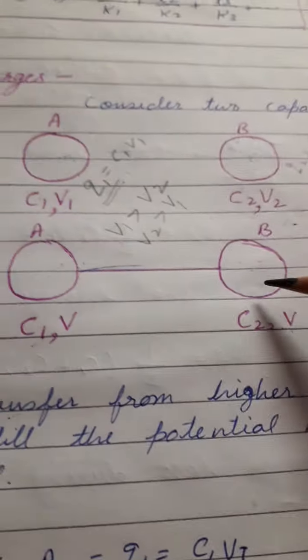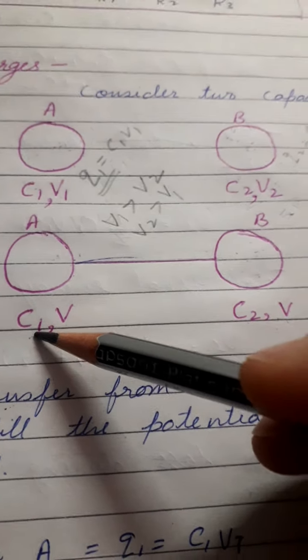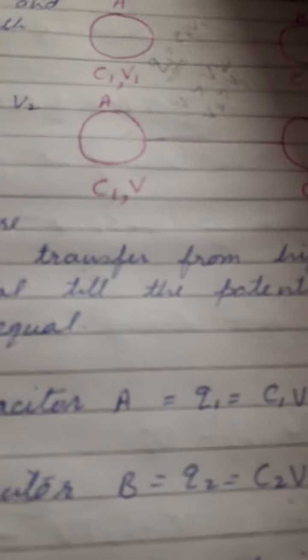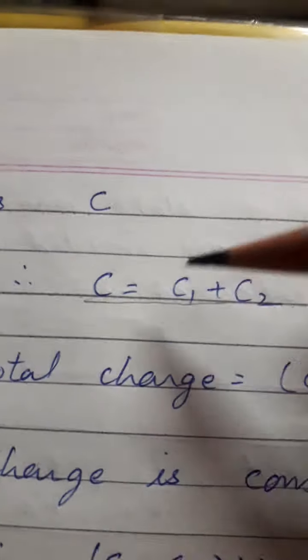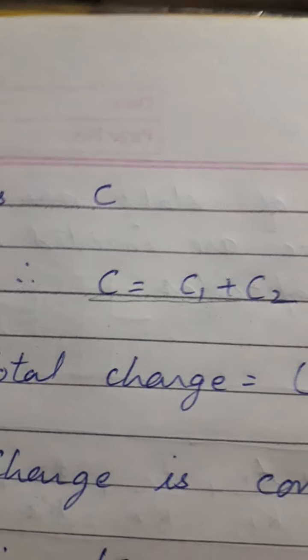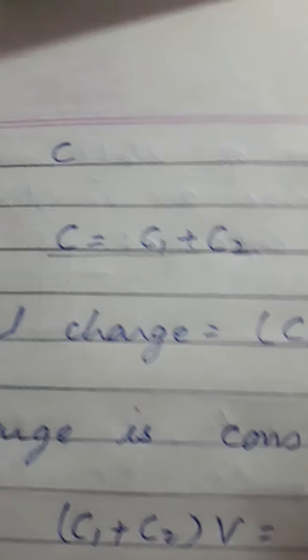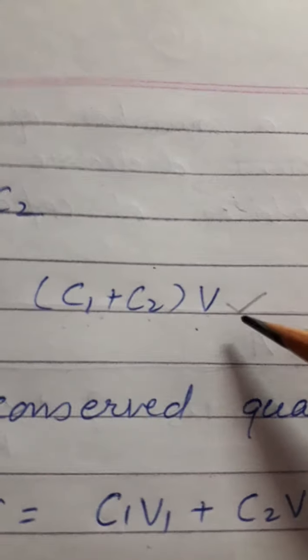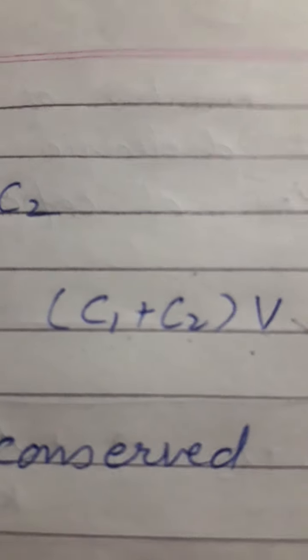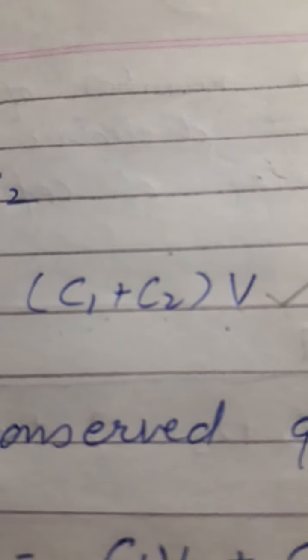After connecting, the common potential is V. The total capacitance of the combination will be C equal to C1 plus C2, and if the common potential is V, then the total charge in it will be C1 plus C2 into V. That will be the total charge in the capacitors.